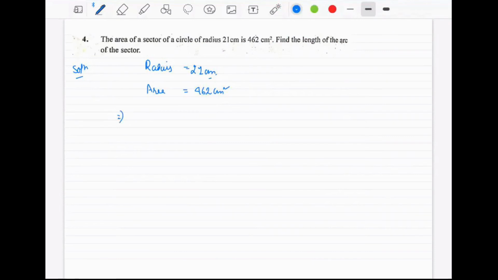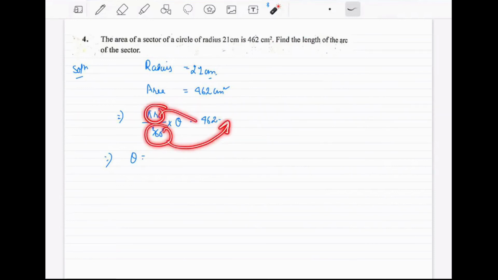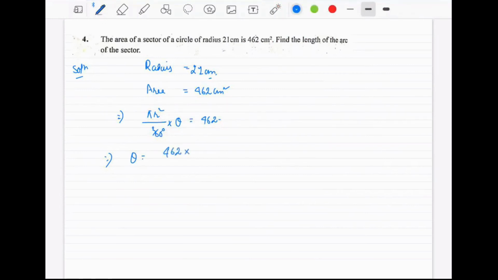So for the area, what's the formula? We will write it as pi r square by 360 into theta is equal to 462. We want theta. That means pi, r square and 360, all of them we have to take to the right hand side. The denominators will come up, the numerators will come down. So we are going to have 462 multiplied by 360 divided by pi r square. Time to put in the values now. 462 into 360 over pi. Let's keep it. We are going to cancel it out when we find the other one.